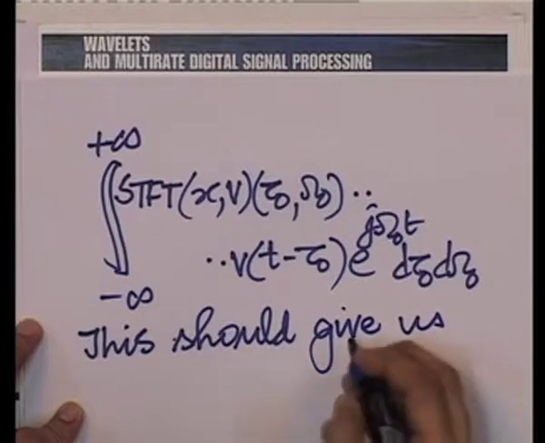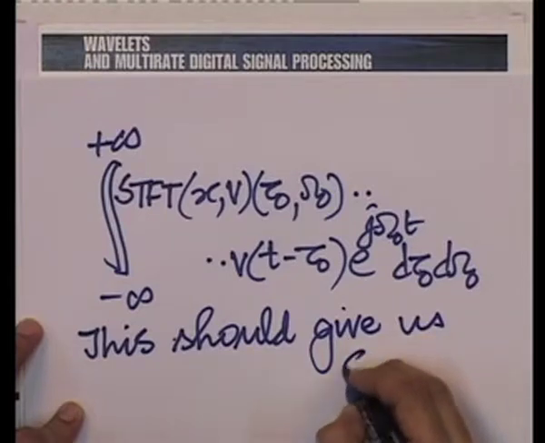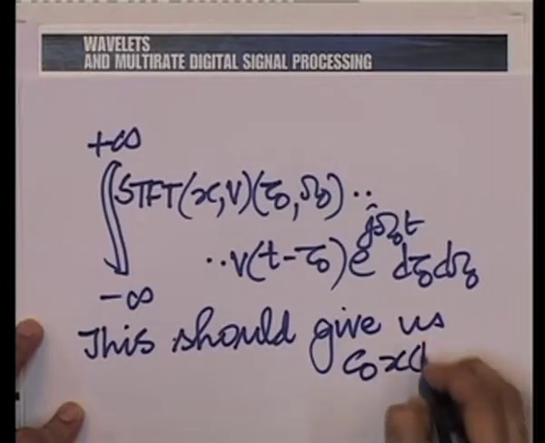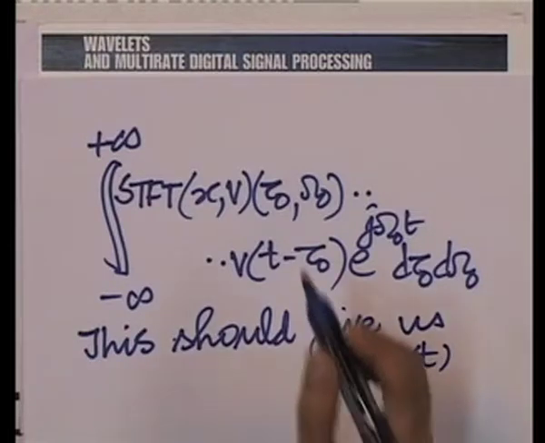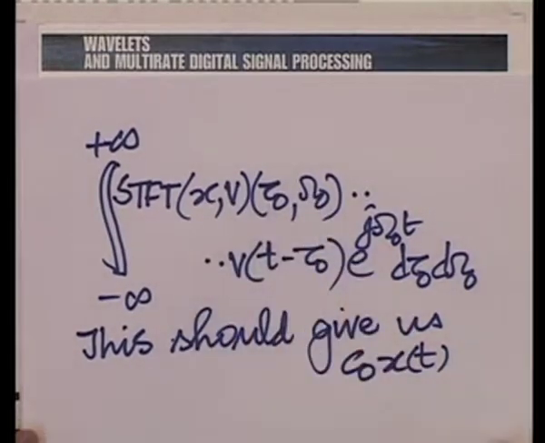They should give us a multiple of xt, let us say C0 times xt. And we shall now put down conditions for this to happen. In fact, it is easy. All that we need to do is to expand this STFT and then take note of what is happening.